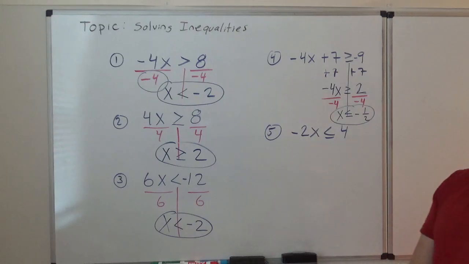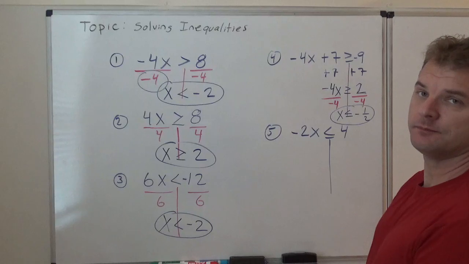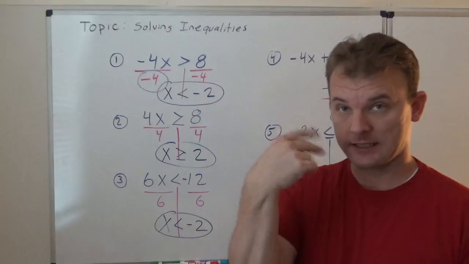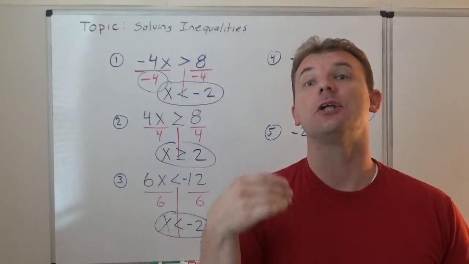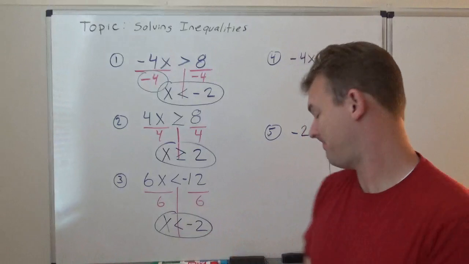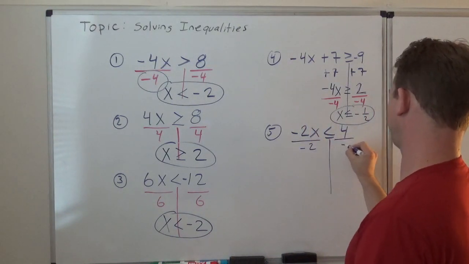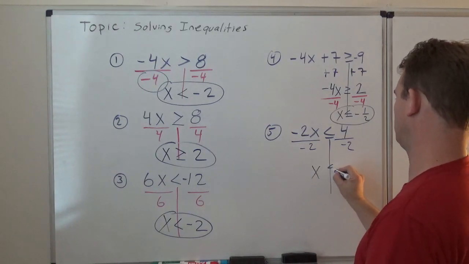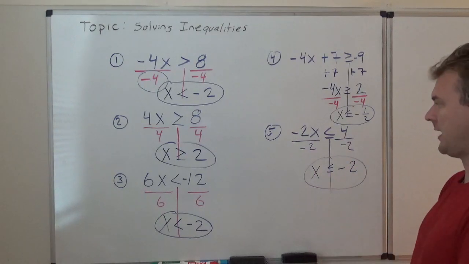Look at number 5. What do we do? Divide by a negative. So in my head, I remember he said, if I divide by a negative number in an inequality, it's going to change the sign. Okay, there's your answers.